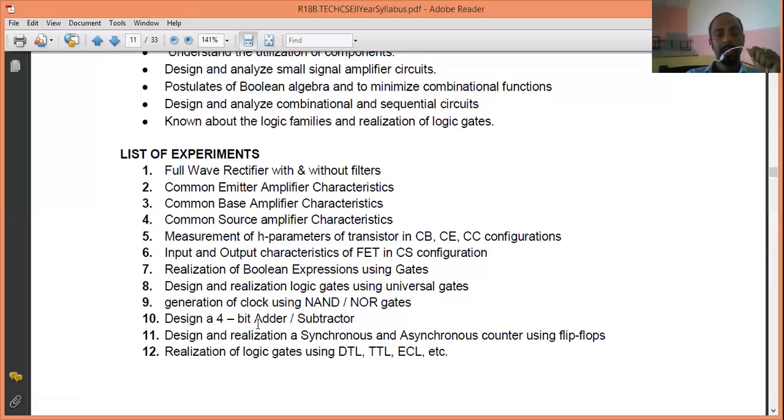Next, you will be studying the adder and subtractor, which are combinational circuits. Then there is the sequential circuit part, with asynchronous and synchronous counters using flip-flops. And then you will be studying diode transistor logic, DTL. This again involves the analog electronics experiments. Okay, so with that, you will be completing the syllabus. I hope you got a brief idea on why you should study this subject and what are all the different things that you will be studying in this subject.